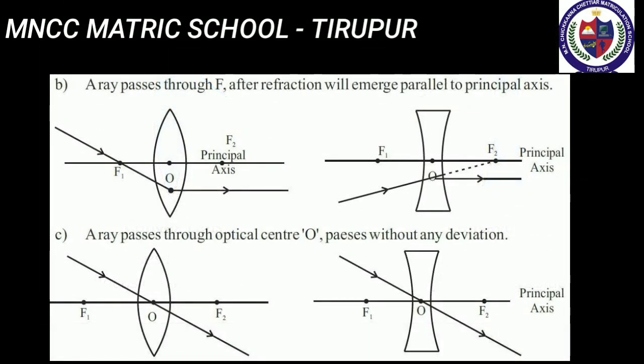Next, we move to rule number 3. When a ray passing through the principal focus in a convex lens, or directed towards the principal focus in a concave lens, strikes the lens, the refracted ray will be parallel to the principal axis.